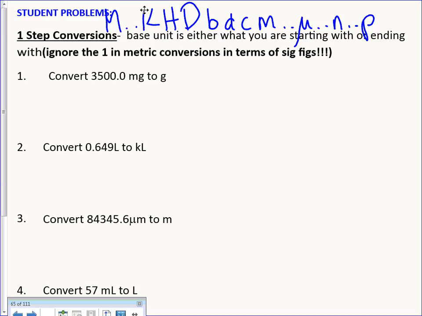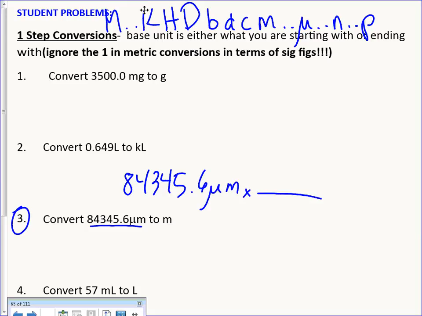Let's do a quick conversion. Let's go number 3 right here. Convert 84345.6 micrometers to meters. Okay? These are things that you could easily do decimal swoops for. But I want you to do it the dimensional analysis way so you can practice that skill. So I'm going to write this right here. My given is this, 84345.6 micrometers.